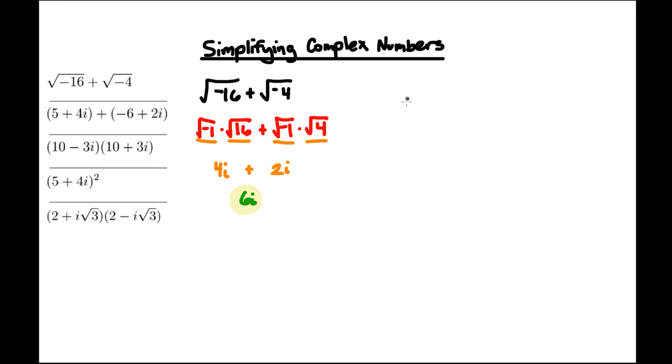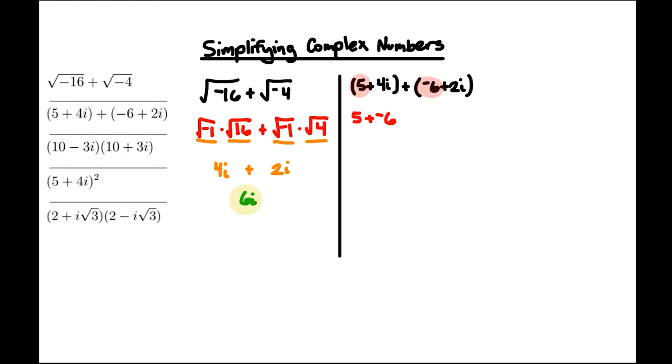All right, the next one. I'm going to rewrite this one really quick. All right, so for this one, we are adding a complex number with another complex number. And the easiest way to do these is to combine the part where it involves the real number. So right here, it's going to be 5 plus negative 6. And then we're going to add that to the two imaginary numbers, which is going to be 4i plus 2i.